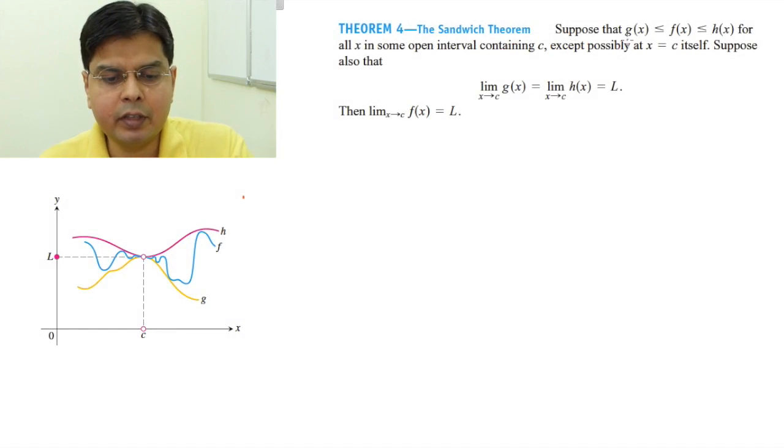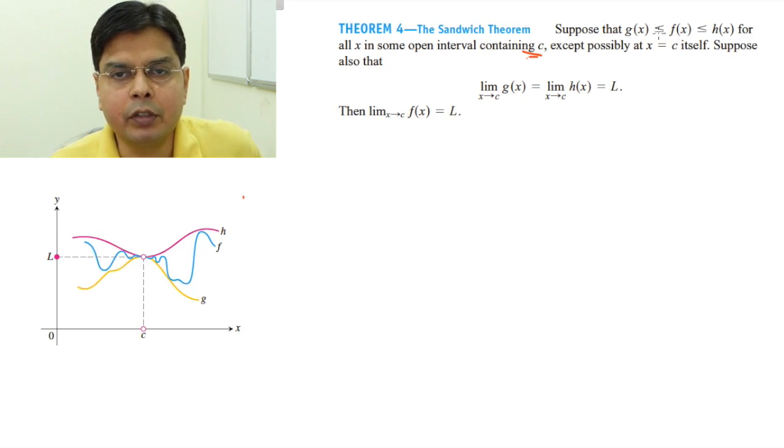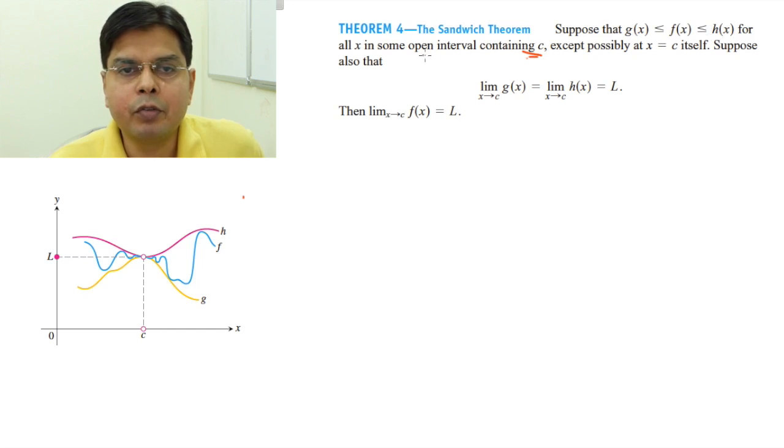The sandwich theorem says this: suppose that g(x) is less than f(x) less than h(x) for all x in some open interval containing c. What does this mean? That you have a function f(x), the blue function, that is contained between two functions, h(x), the red one, and g(x), the yellow one. So this blue function is contained between this red and yellow function. So f(x) is contained between g(x) and h(x) for all x in some open interval containing c.